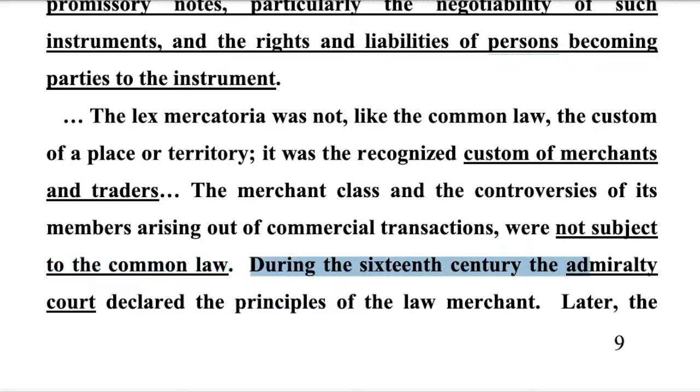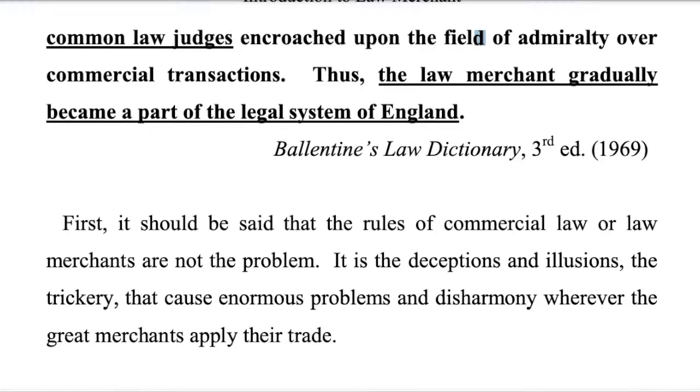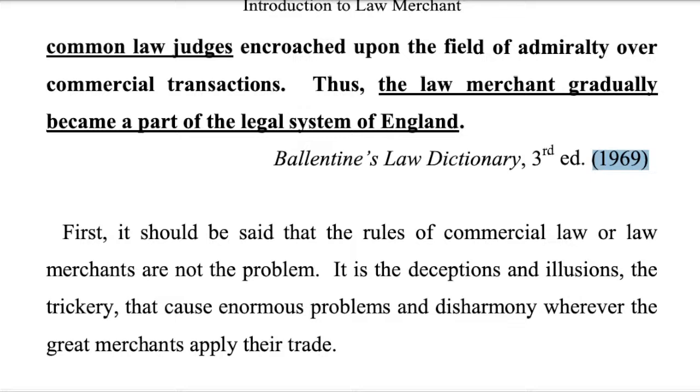During the 16th century, the Admiralty Court declared the principles of the law merchant. Later, the common law judges encroached upon the field of admiralty over commercial transactions. Thus, the law merchant gradually became a part of the legal system of England. Wow, that comes from Ballantyne's Law Dictionary, 3rd edition, 1969. So the common law judges just wanted a piece of the game, is what it was.